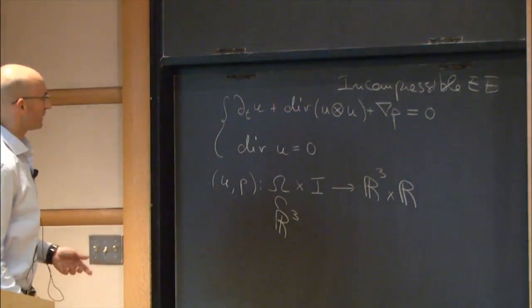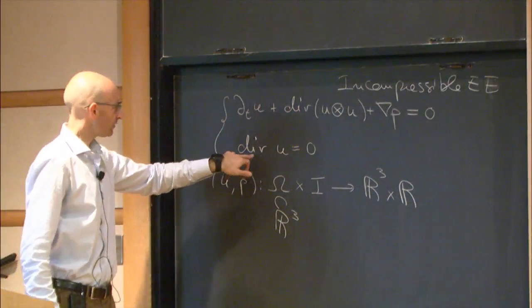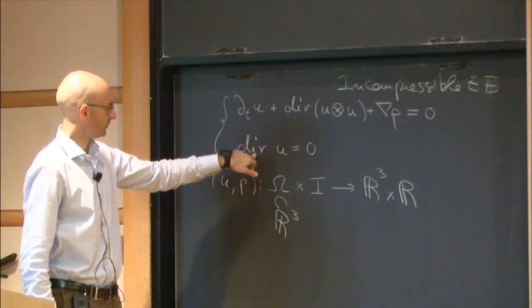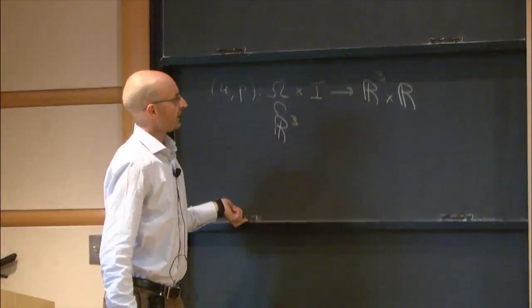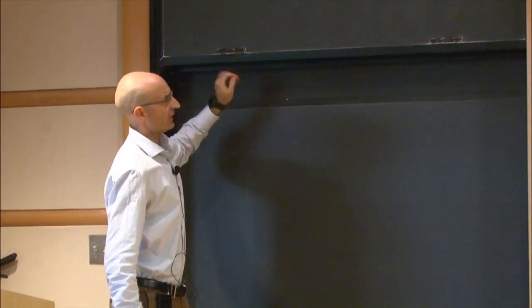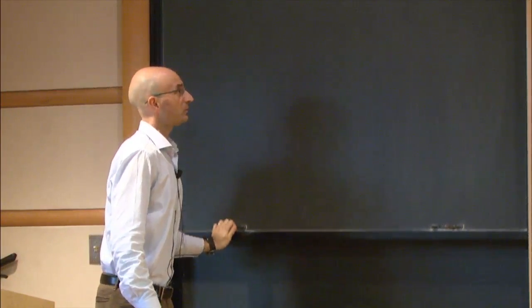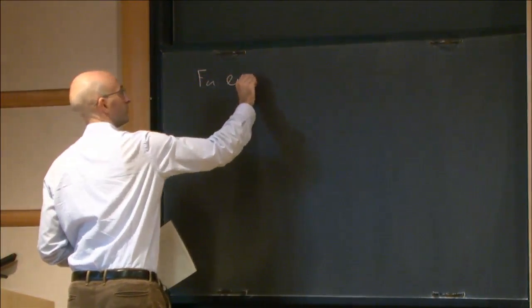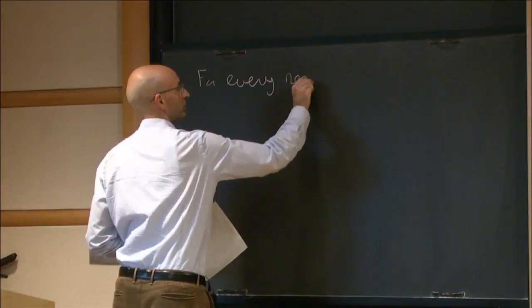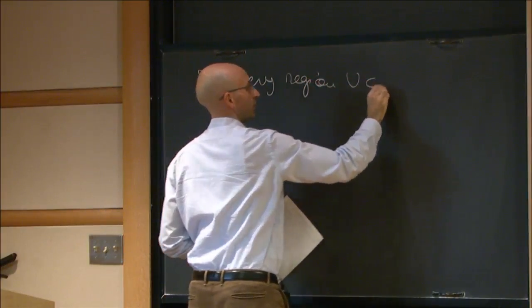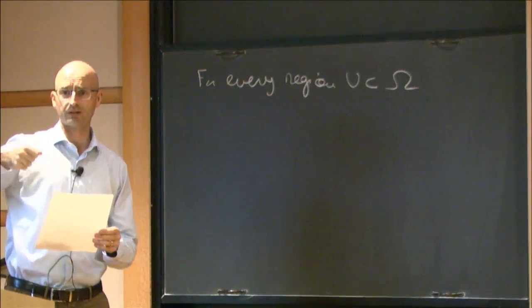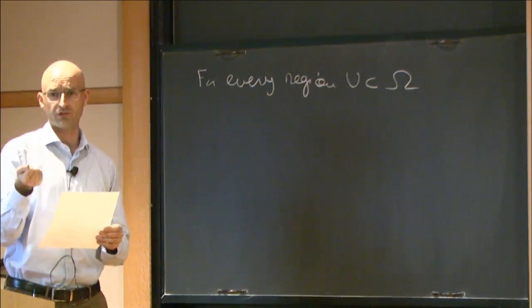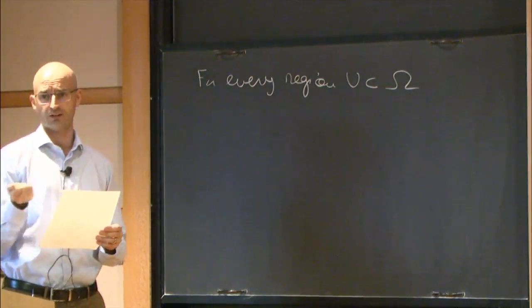Okay, so as I already said, physically this conservation law here says that if I take a fluid element, so if I take a region of space, say U, so for every region of space which is sufficiently smooth, the amount of fluid particles which are leaving this space is equal to the amount of fluid particles which are entering this space.